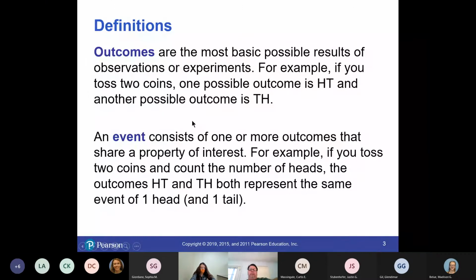Flipping a coin one time, the outcome would be heads. Flipping a coin 10 times, that's an event. So an event would be flipping, they use 2 coins, but I say flip a coin 5 times or 10 times. That would be an event. One or more outcomes. Now, am I going to test you on this? Probably not. But these are 2 standardized test questions that you might want to mark as standardized test questions.